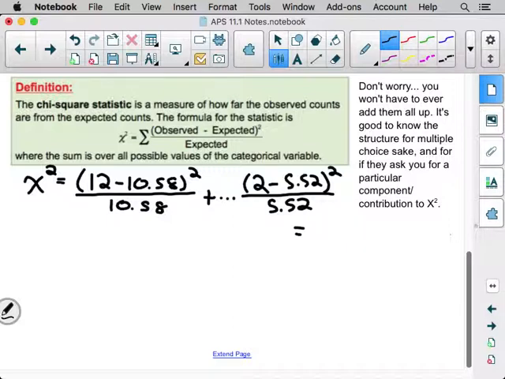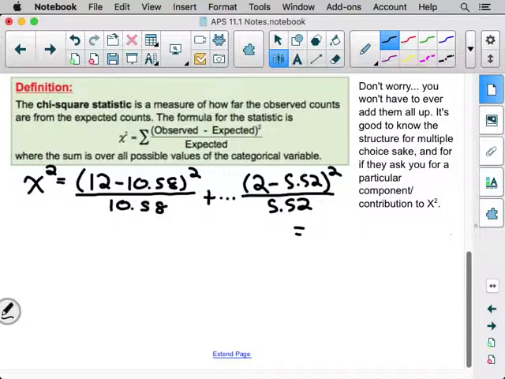Another phrasing to be aware of is sometimes they will talk about which one has the greatest component of the chi-squared test statistic. So this would be considered blue's component, blue's contribution to the test statistic. This will be brown's contribution to the test statistic. Good news is you never actually have to do that by hand. I'm going to glaze over that right now. You're never going to do this by hand. You will always use the calculator to do this for you.